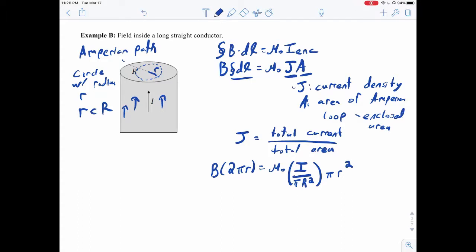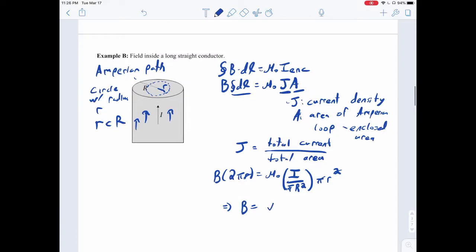So this pi cancels there, one of the r's cancels, and your answer is a bit messier than it was for outside the wire. It is mu sub 0 I little r over 2 pi big R squared. And that is the general formula for the magnetic field inside of a current carrying wire, but in Physics C, you're going to have to be able to derive that.